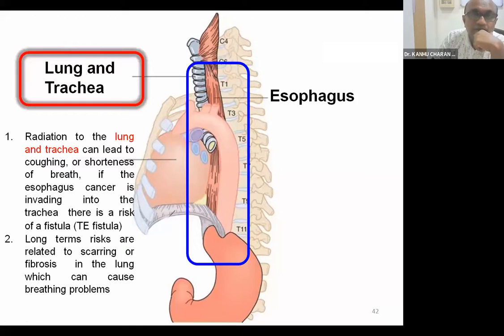So lung and trachea involvement can lead to coughing or shortness of breath. If the esophageal cancer is invading the trachea, there is a long-term risk related to scarring. So you have to see whether the trachea should be included or not.